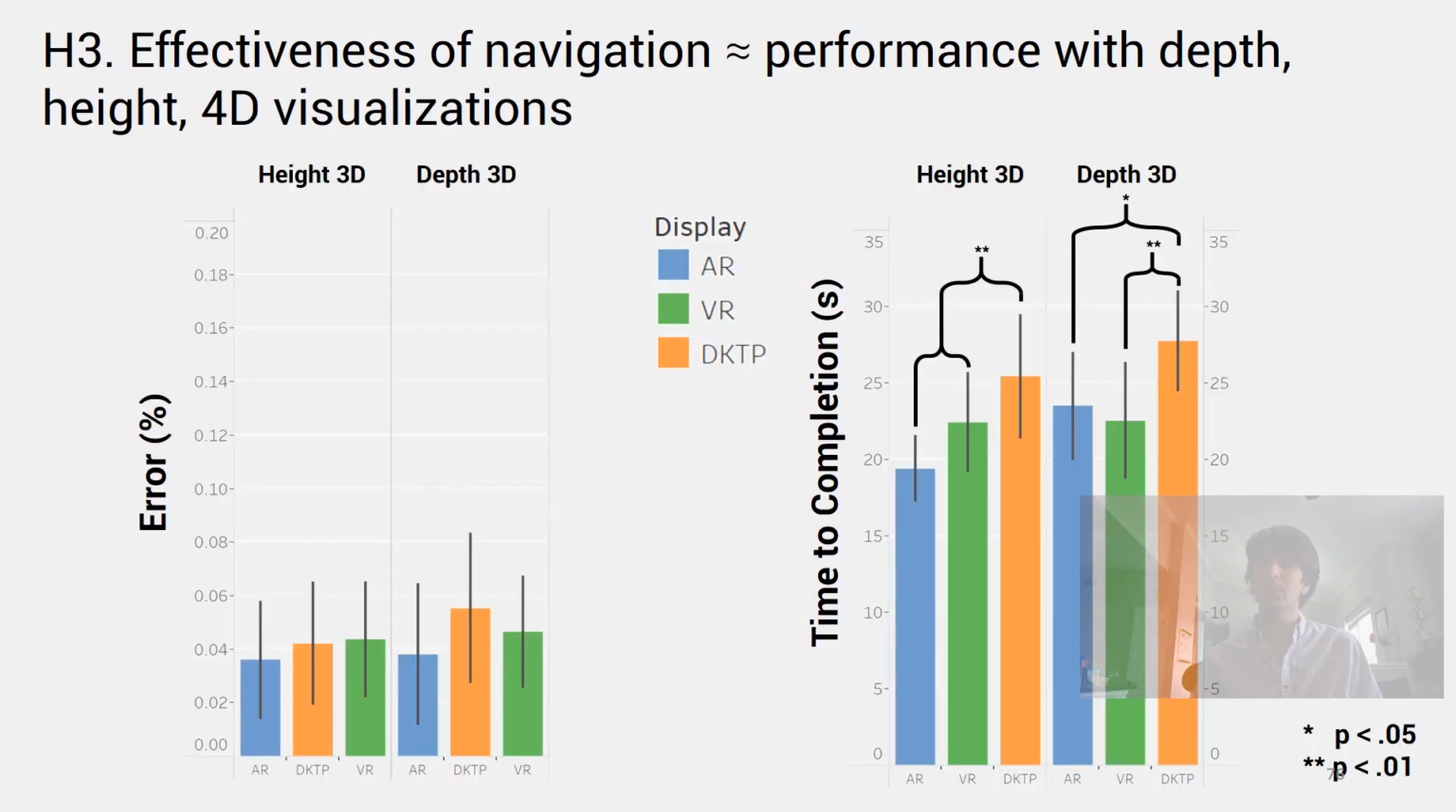We anticipated that success with the navigation system would correlate to performance for depth, height, and 4D visualizations. We saw some evidence toward this, as despite comparable accuracy, participants were slower in the desktop condition for 3D visualizations that require navigation. Accuracy didn't seem to be compromised, as there's generally a good perspective when assessing height and depth, but it just took longer for participants to navigate there.